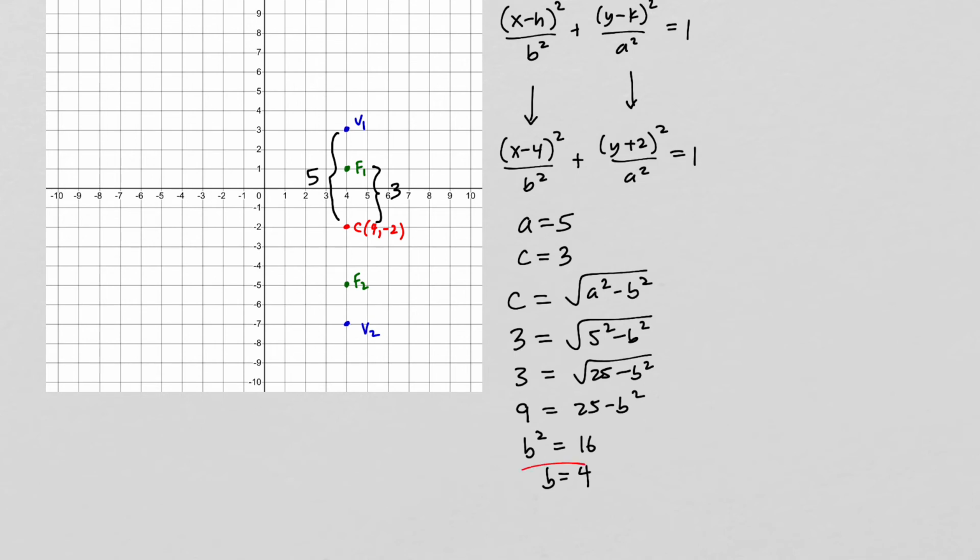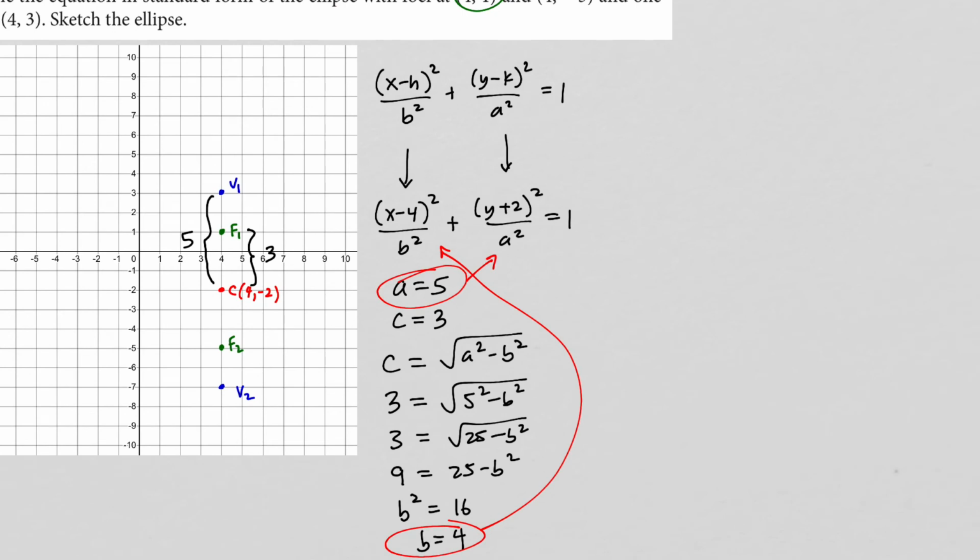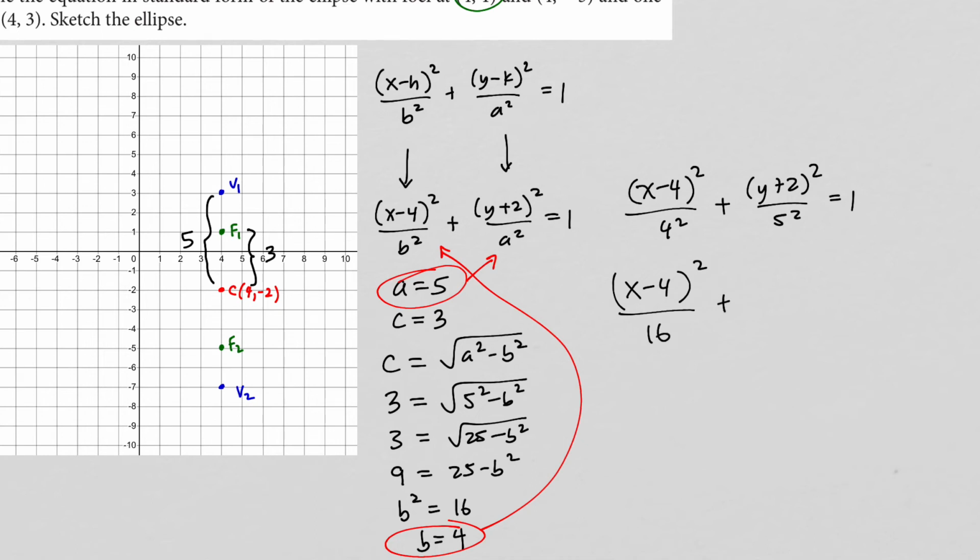So now that I have the value of b and the value of a, all I have to do is plug those in to our equation, and that's going to give us (x - 4)^2 over 4^2 plus (y + 2)^2 over 5^2 is equal to 1. And the final thing that you should probably do here is go ahead and just write this as 16 and write the other one as 25.